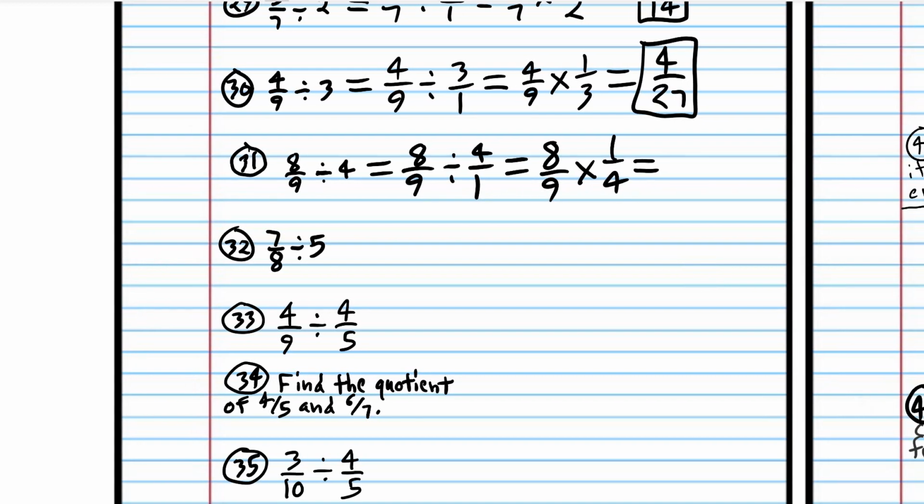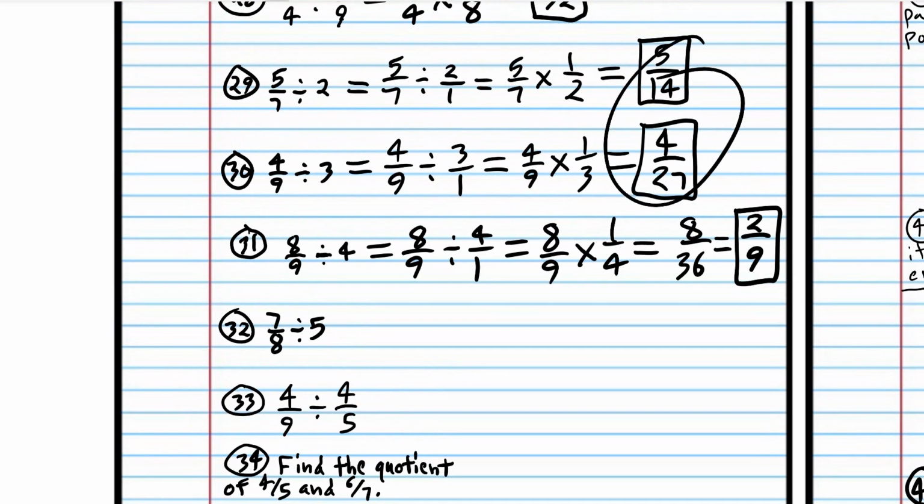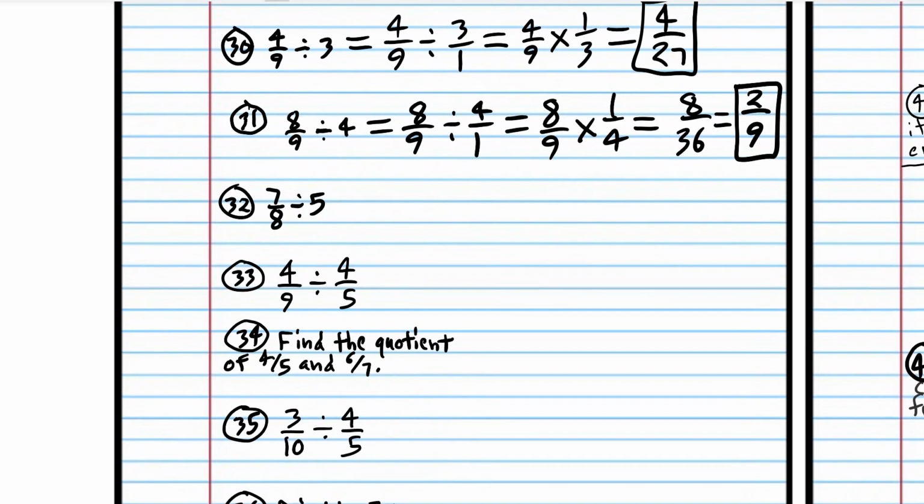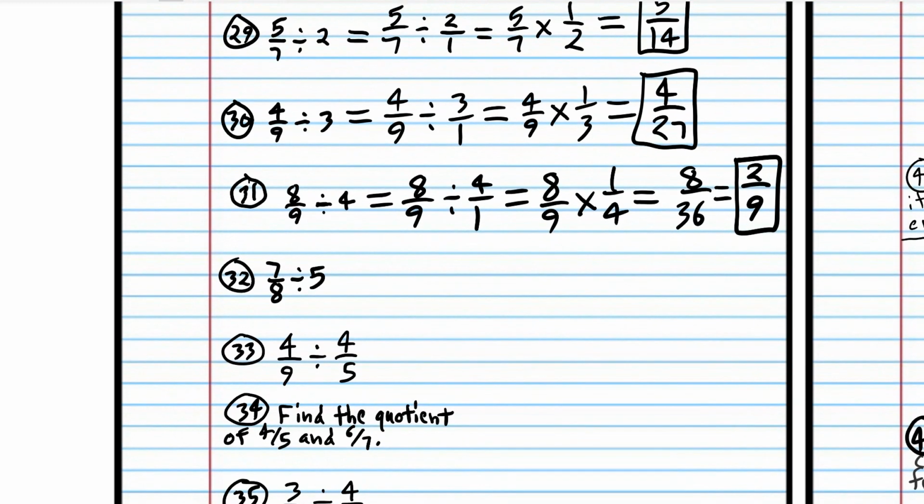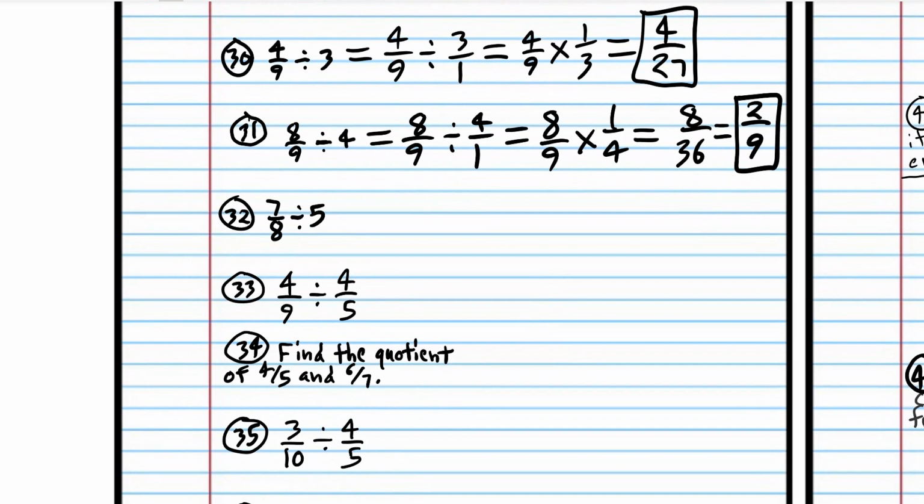8 times 1 is 8, and 9 times 4 is 36. So if you got 8 over 36, you did it correctly. But there's one thing that we have to do here. We can divide both sides by 4 to reduce it. If you didn't do that, then that's okay, because in these other problems, you didn't have to reduce. So if I don't do it, then I don't expect you to remember to do it. But you divide both sides by 4, and you get 2 over 9. If you got 8 over 36, you did it correctly. If you got 2 over 9, then you were especially correct on that one.